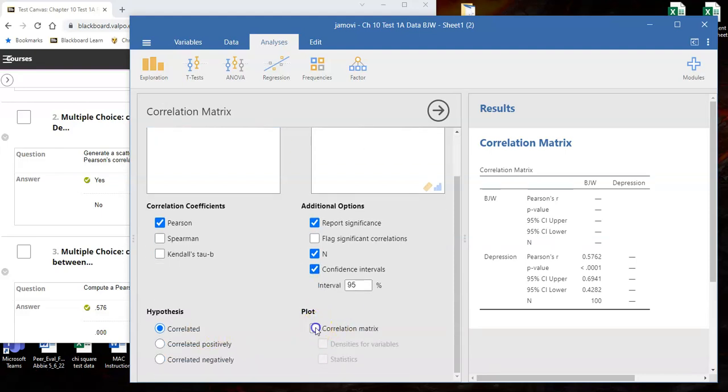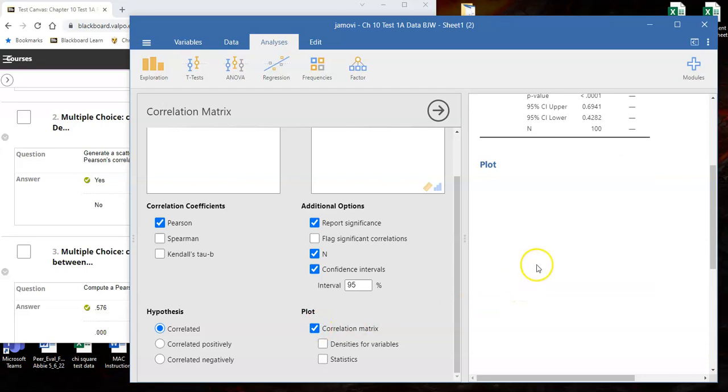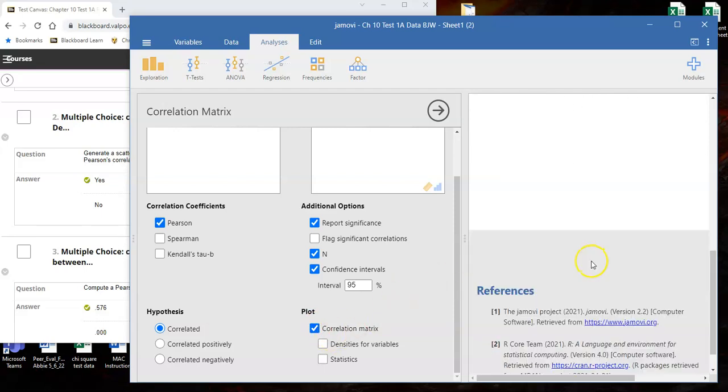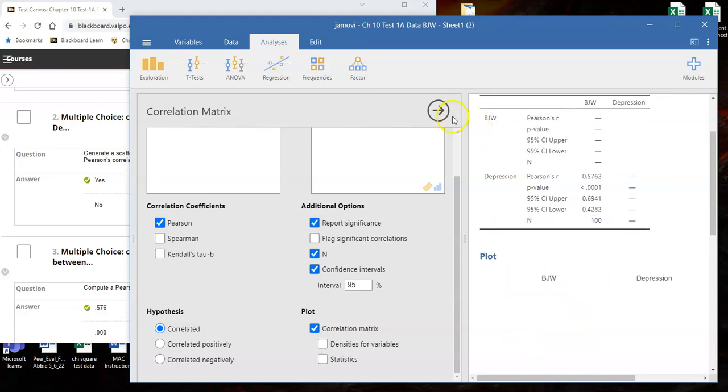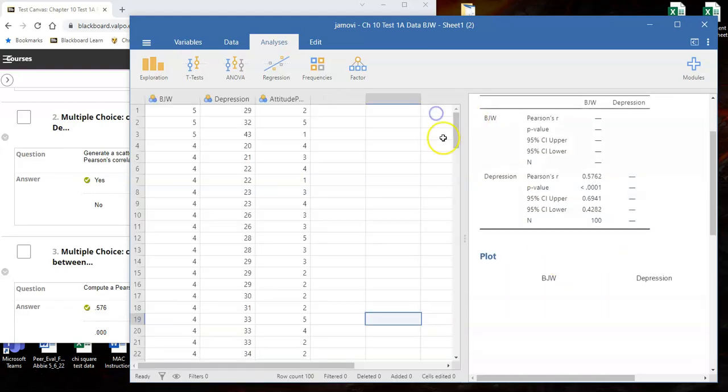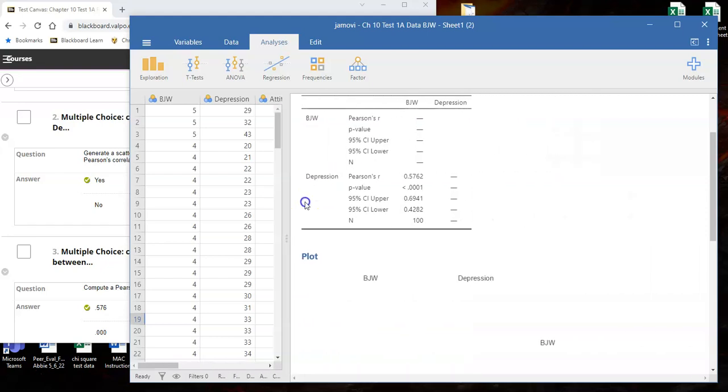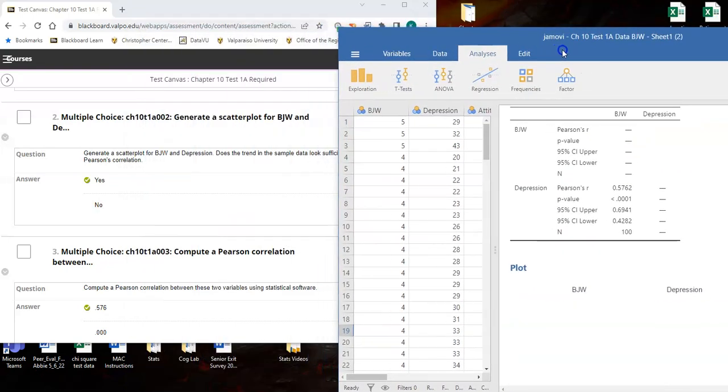And we can get a scatter plot by clicking on that. That'll generally give you enough information to see if it's problematic, if there's anything in the scatter plot that makes it look nonlinear or heteroscedastic or anything like that. And this looks pretty linear, so it looks like we're good to go. And so we have pretty much everything we need right here. So let's go ahead and answer some of these other questions.